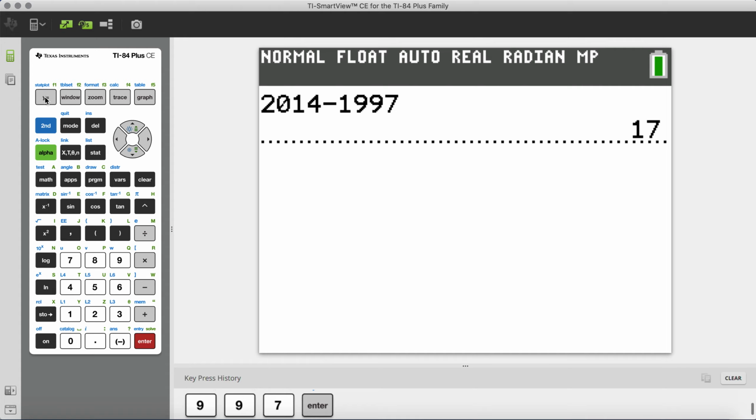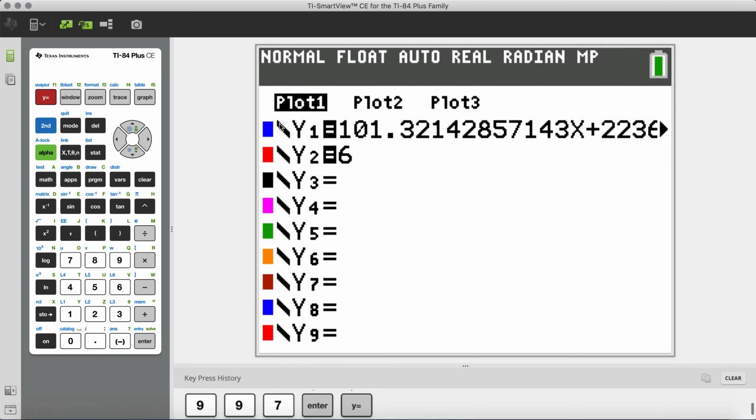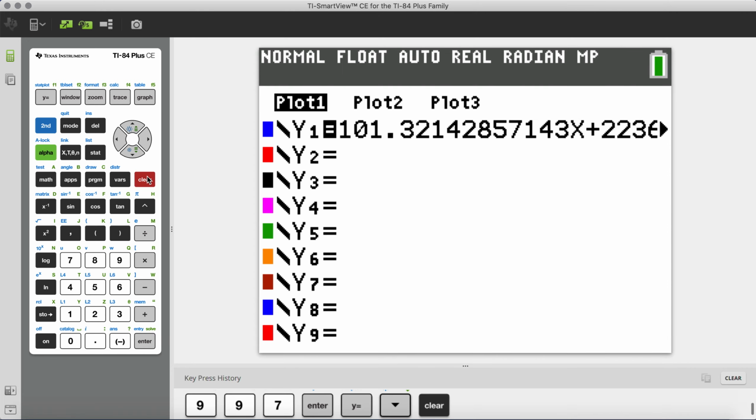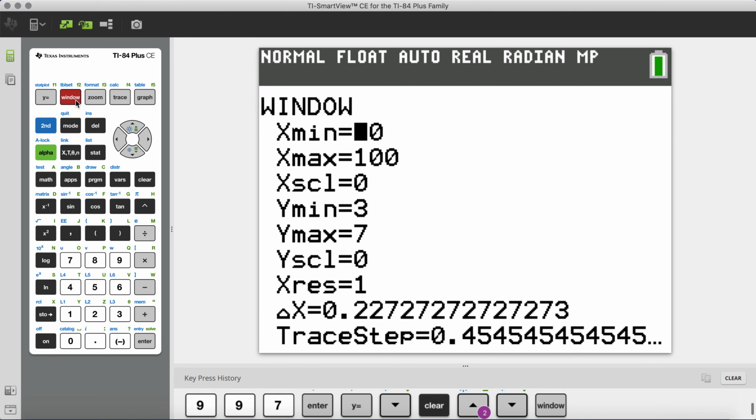So now let's go to our y equals. Our equation is in there. That's awesome. My plot one is on. You can have it on, have it off. It's your choice. Having it on shows you if your data is good or not, so I like to have it on here. And then let's build our window. The window that I had built in here was for an old question, so we need to rebuild this window.